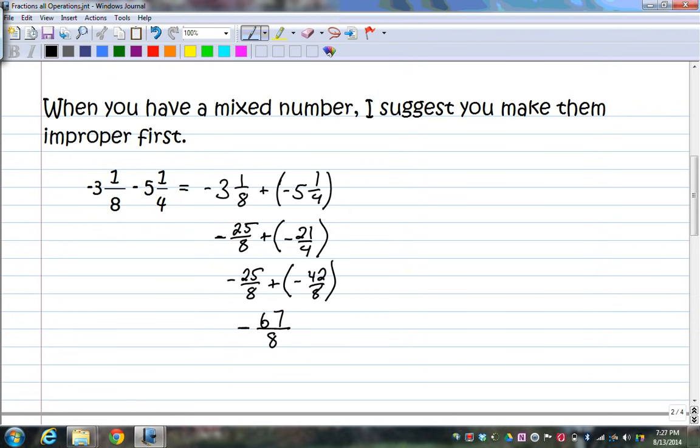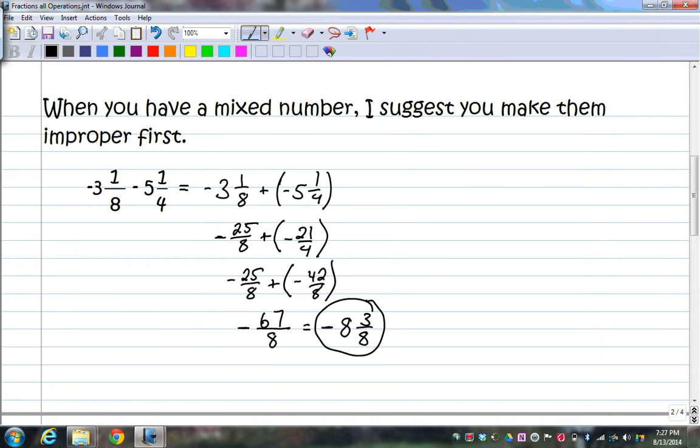I don't want to leave this improper. I want to make it mixed. When I make it mixed, again, I ignore the negative sign. I can just put it out here in the front because I know the answer is still going to be negative. And I say, all right, how many times does 8 go into 67? It goes in 8 times. 8 times 8 is 64. 67 minus that 64 is 3, and the denominator stays the same. So my answer is a negative 8 and 3/8.